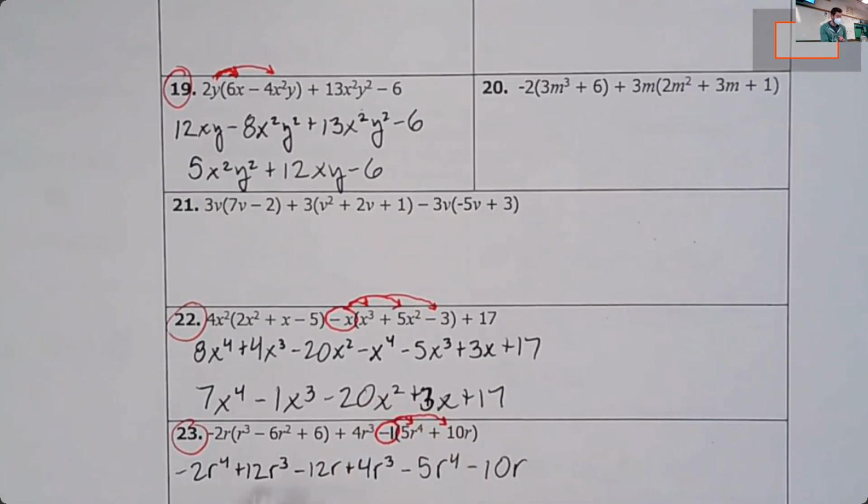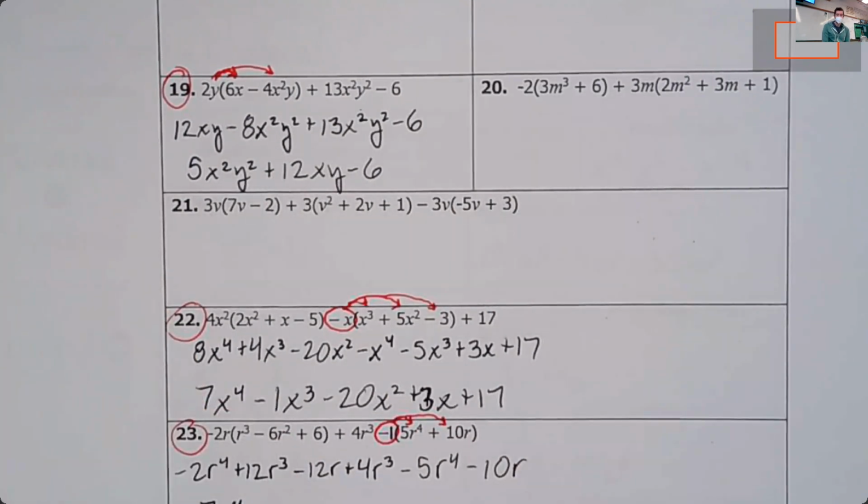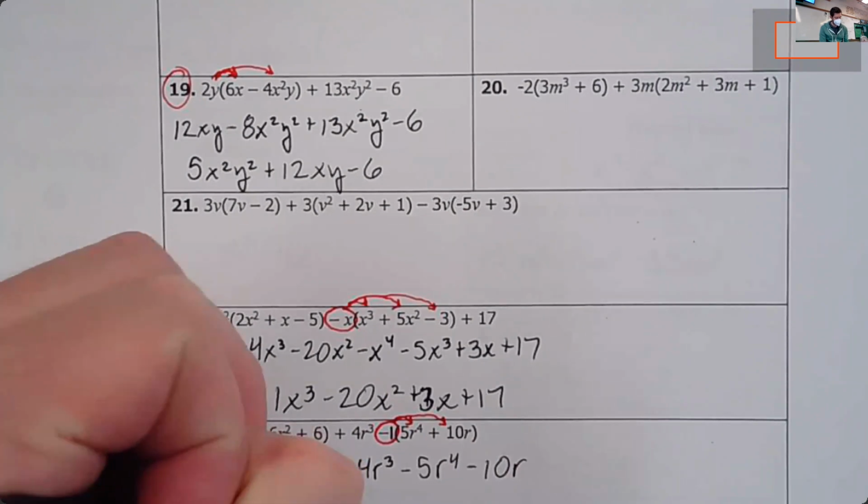Now we can look for like terms. Negative 2r to the fourth minus 5r to the fourth. Negative 2 minus 5 is negative 7. That's negative 7r to the fourth. In terms of r to the third power, we got a couple of those, 12 and 4. 12 plus 4 is 16, so 16r to the third.